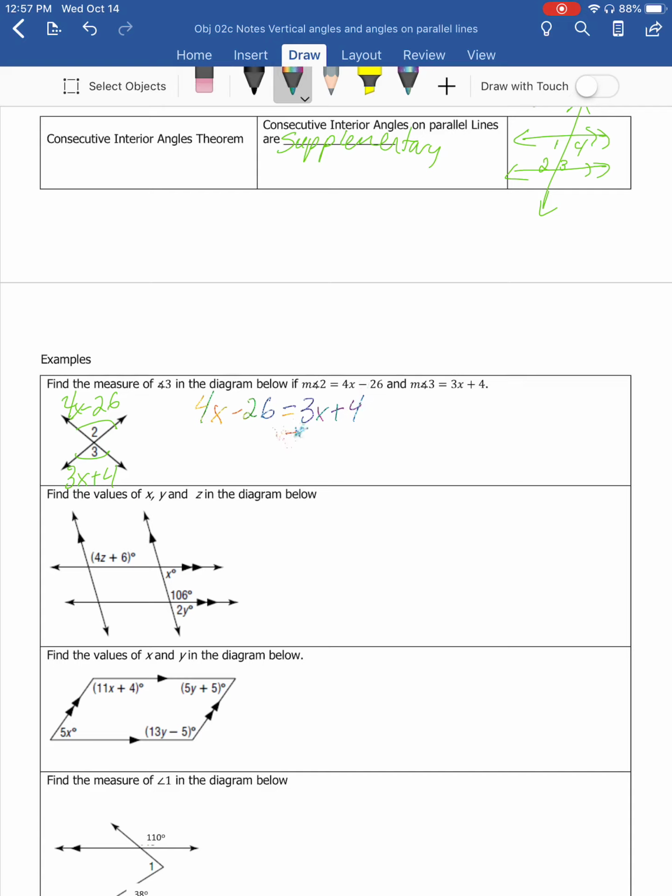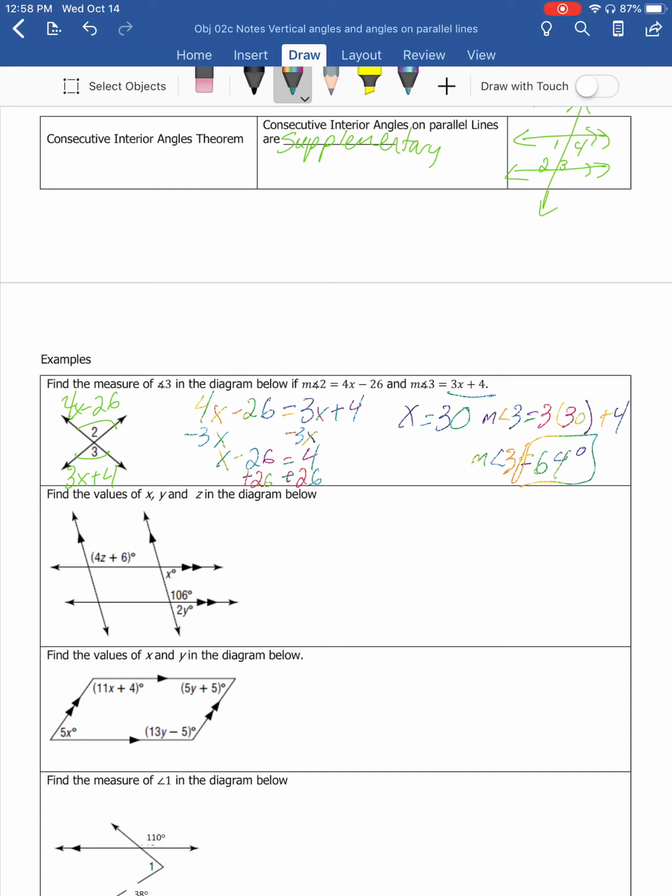Okay, so I solve this. X minus 26 is equal to 4. Add 26, add 26. X is equal to 30. So the measure of angle 3 is going to be 3 times 30 plus 4. So the measure of angle 3 is equal to 64 degrees. Don't forget the degree symbol. That's what I'm looking for in your answer, so you don't have to put "measure of," unless I was asking you a whole bunch of different angles.